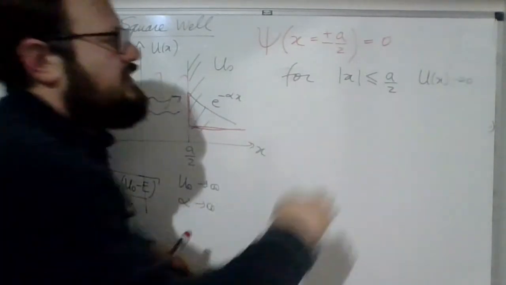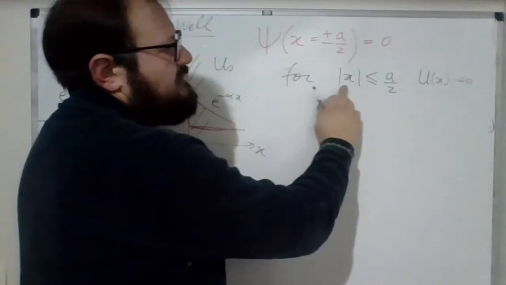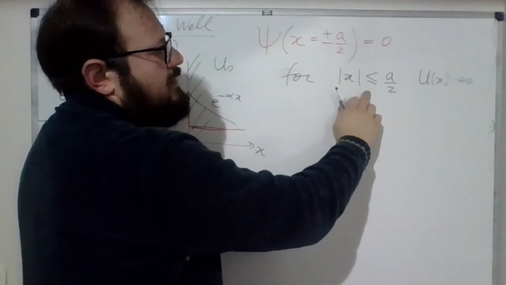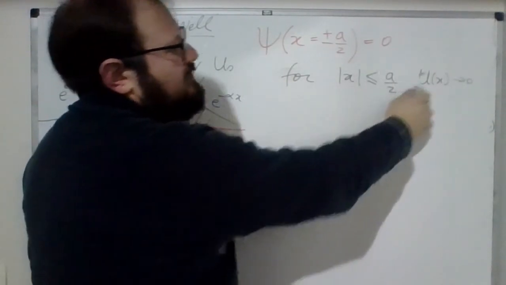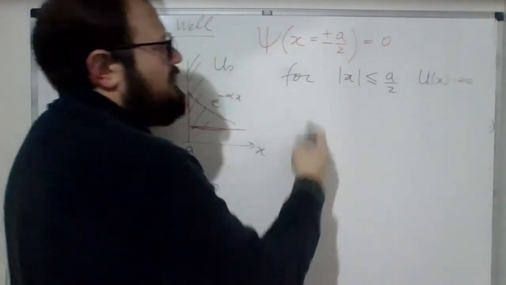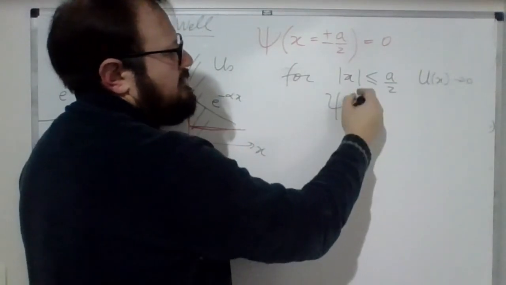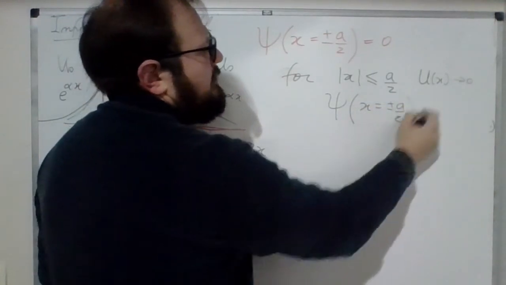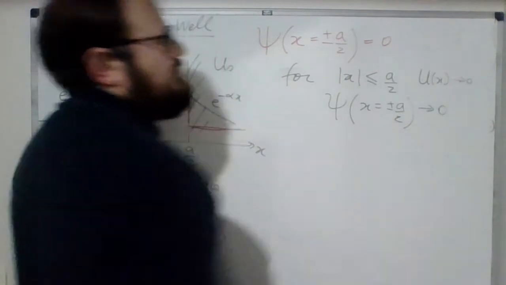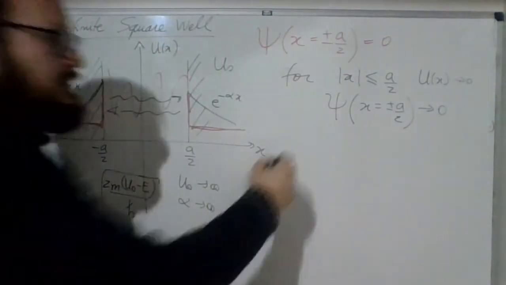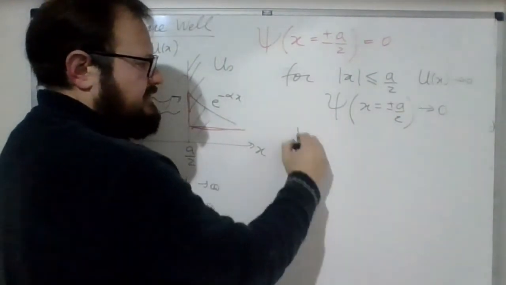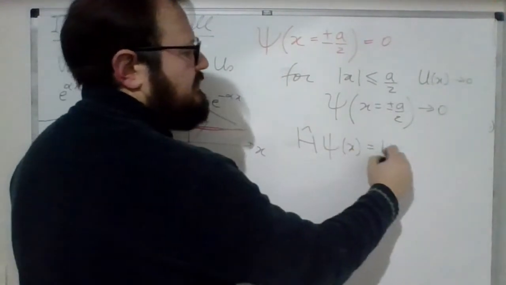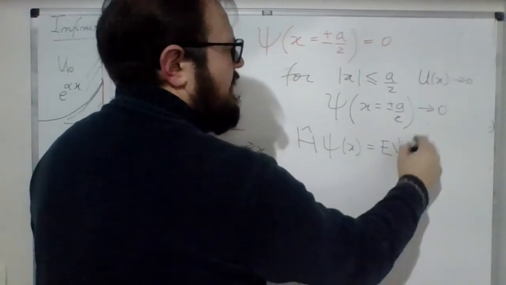For us, we are considering that in the region for x, modulus of x lower than or equal to a over 2, the potential goes to 0, but the function at the boundaries must go to 0. Right? And for the Hamiltonian here, we have this problem. The Hamiltonian applied to psi of x is equal to energy times psi of x.